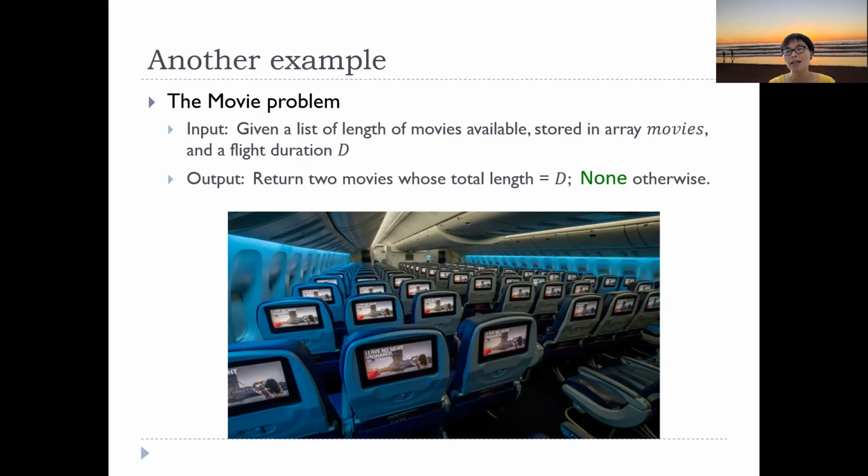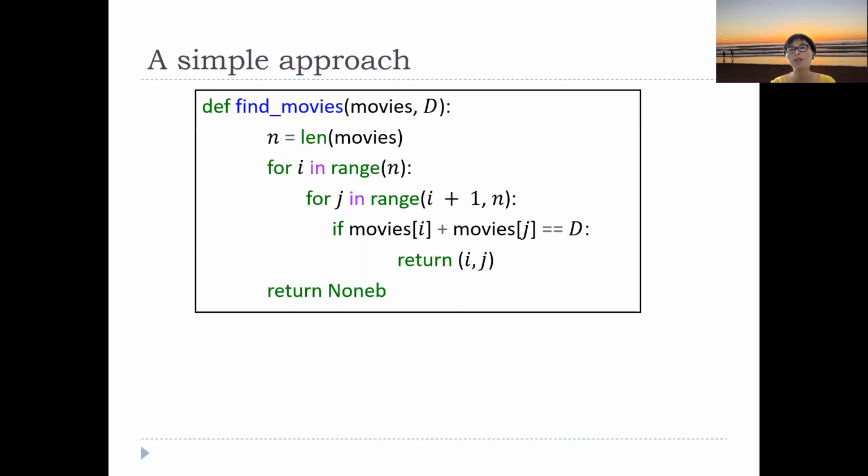So that's what you want an algorithm to do. What is the most straightforward idea to solve this? Well, I have a list of n movies. I want to find 2 movies to see whether their times add up to D or not. The most straightforward way is to enumerate all possible pairs of movies and then check whether we get it or not. Here's the pseudocode for what I just said. It's a very simple approach. You let n denote the length of the movie list.